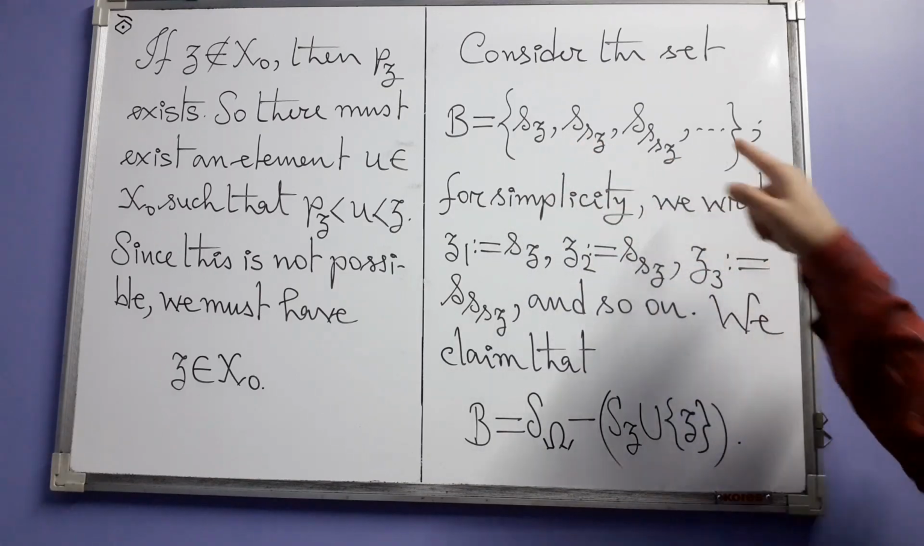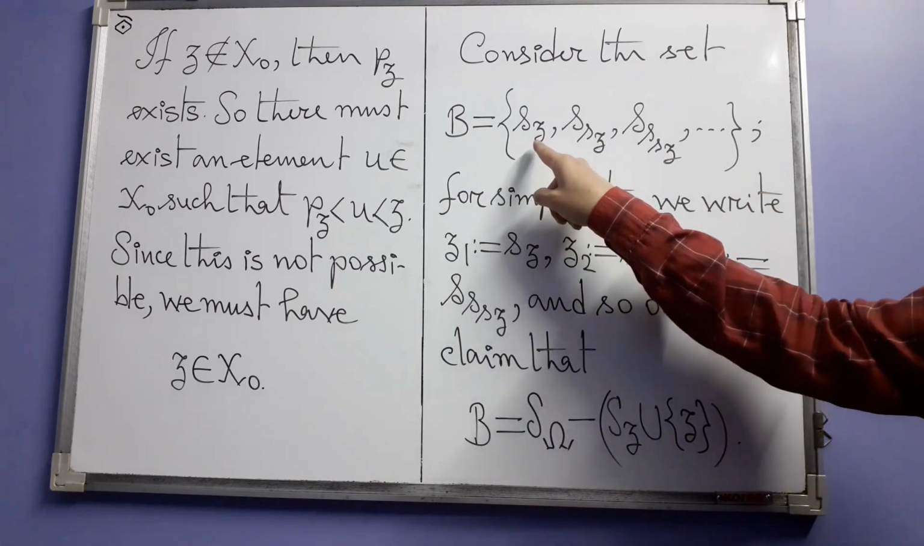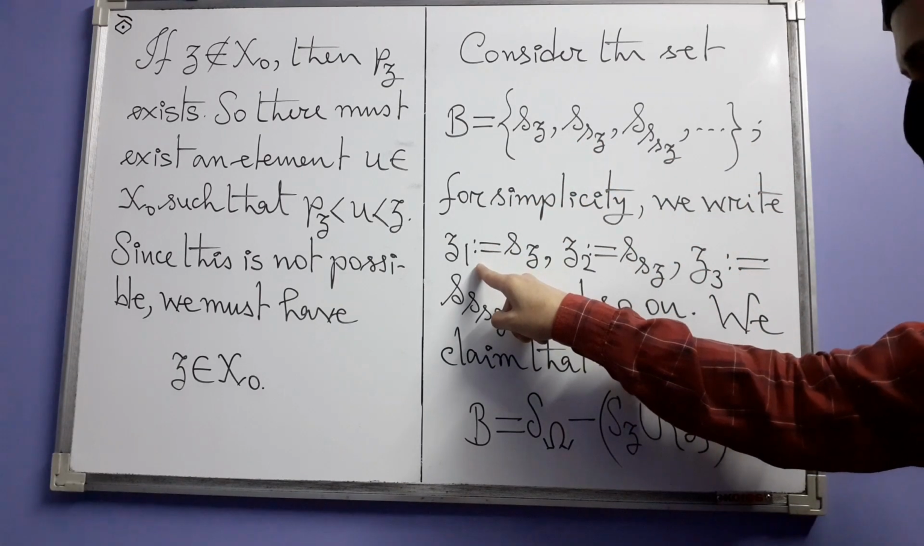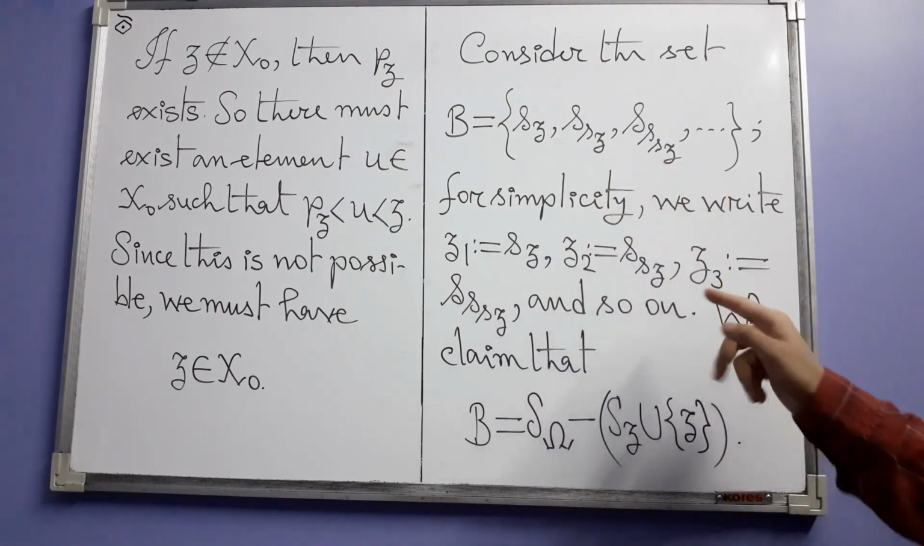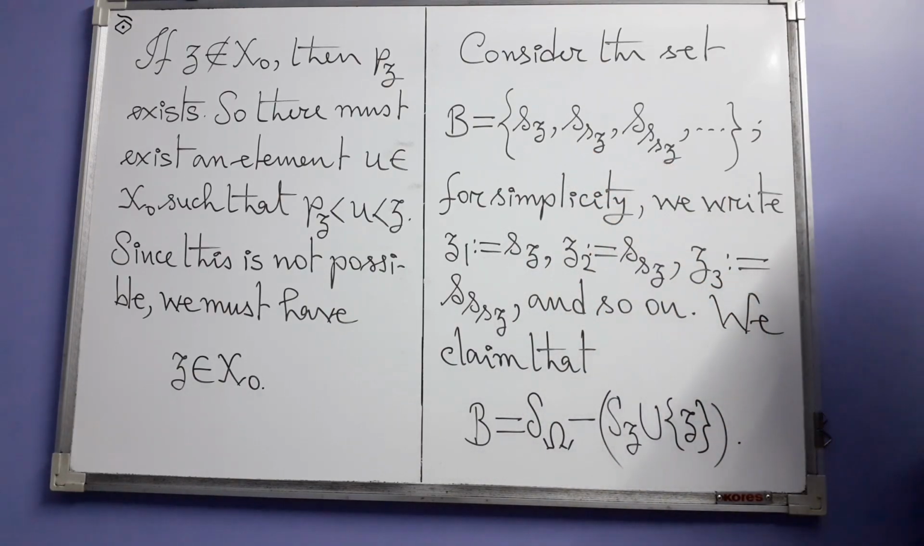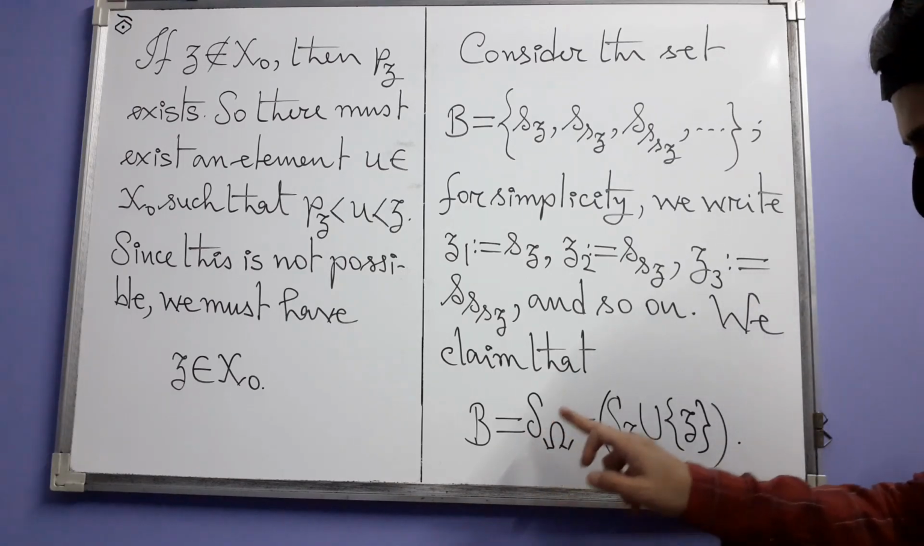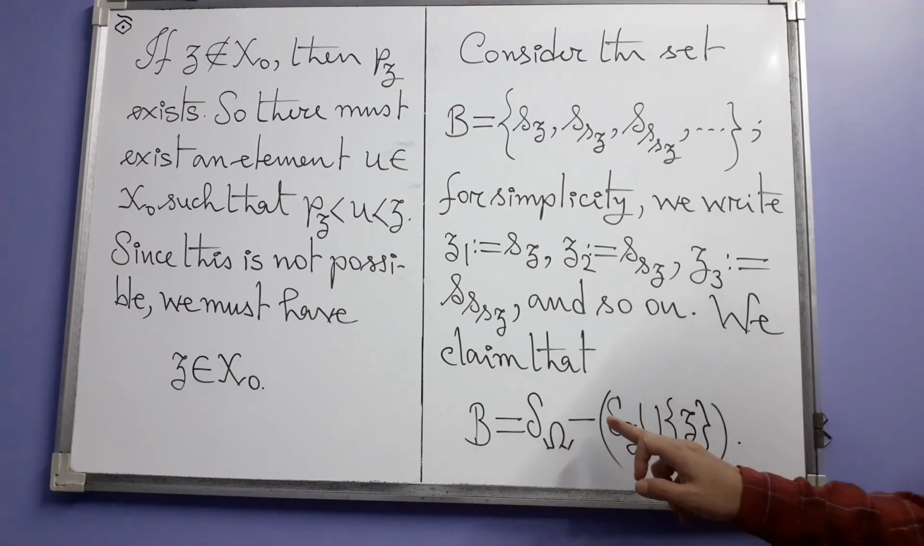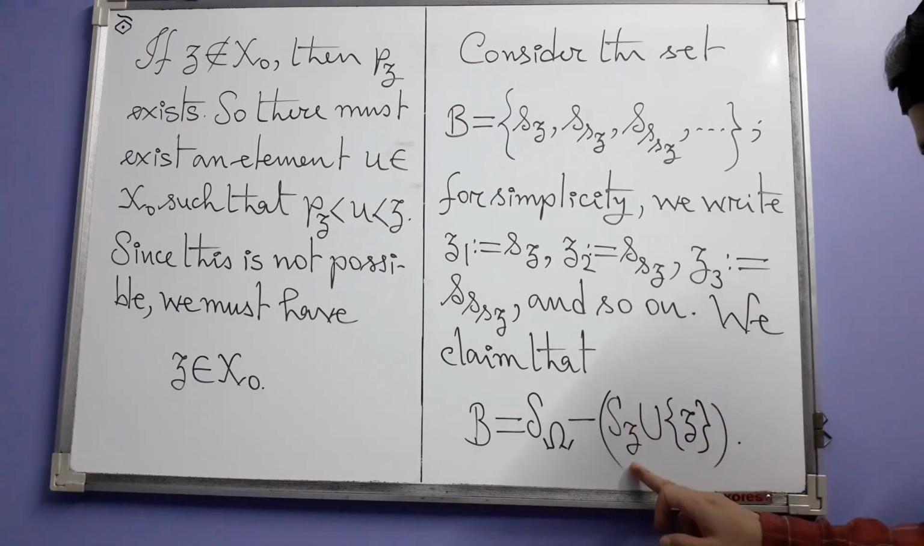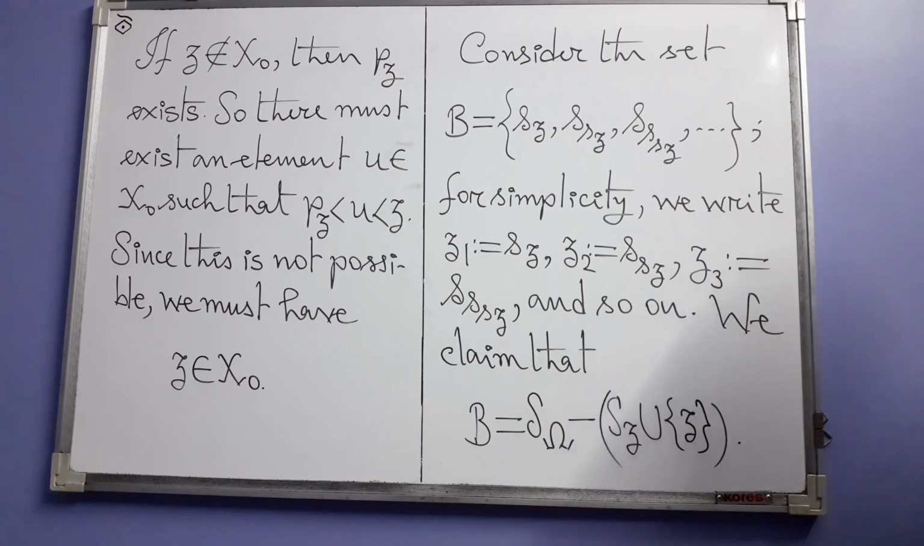So instead of these things, we have decided to call this one Z1, this one Z2, this one Z3, and so on. Now what we are going to claim about this set B is that B actually is nothing but the complement of S_Z union {Z}.